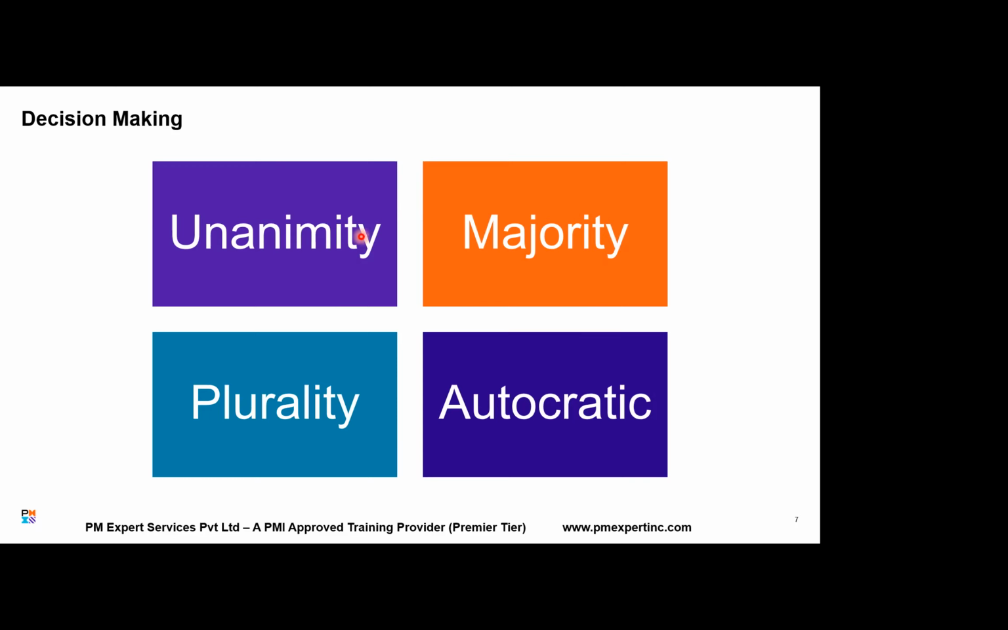For example, we are 6 people. If we all 6 agree that this requirement has to be included, then only it will be included. This is called unanimity. Is that okay, guys?